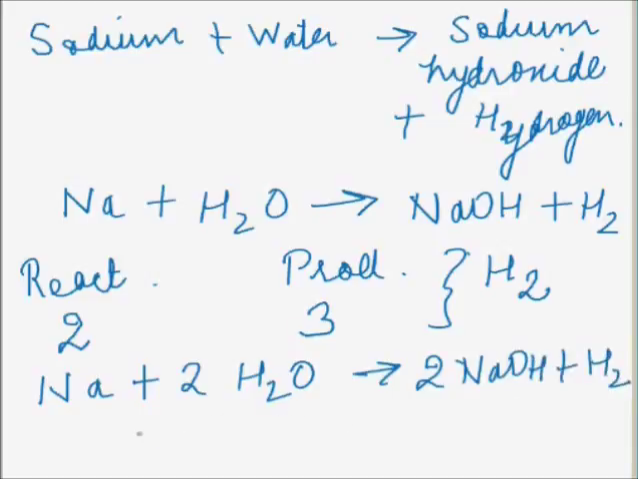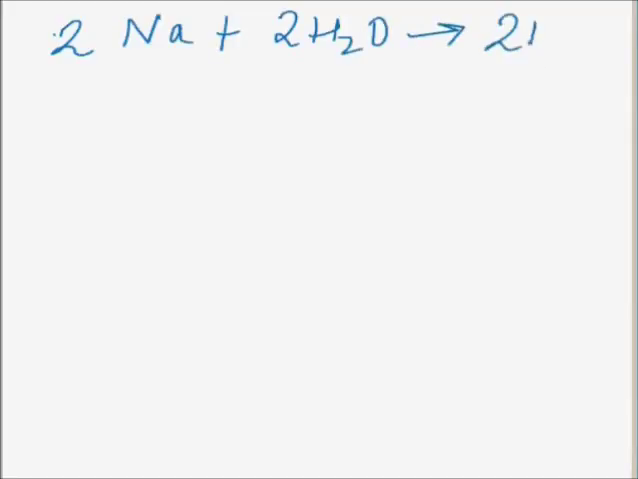Now let us count the number of hydrogen atoms on both sides. On reactant side 4 hydrogen atoms are there, and on product side 2 into 1, 2 plus 2, 4. So hydrogen atoms are balanced. Now let us balance the number of sodium atoms. We have to multiply by 2 on left hand side the sodium atom, 2Na plus 2H2O. It will give 2NaOH plus H2. Now this is a balanced chemical equation.